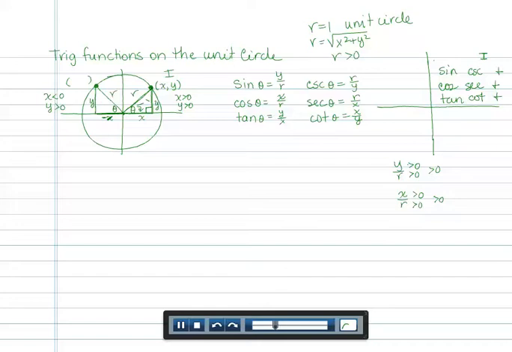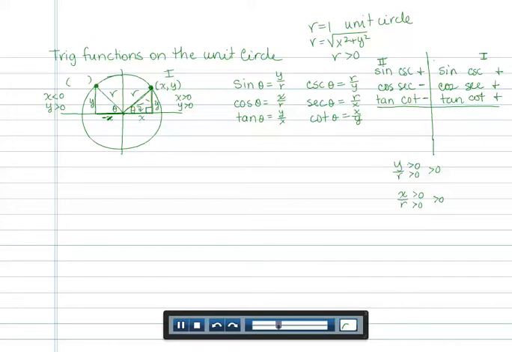We can do the same consideration for the second quadrant. Is the sine going to be positive? Sine is y over r. Y is positive, r is positive, so the sine is positive. The sine and the cosecant are positive. Cosine is x over r. The x happens to be negative in our second quadrant, so the cosine and its reciprocal are negative. The tangent is y over x. The x is negative, so it makes the tangent negative.